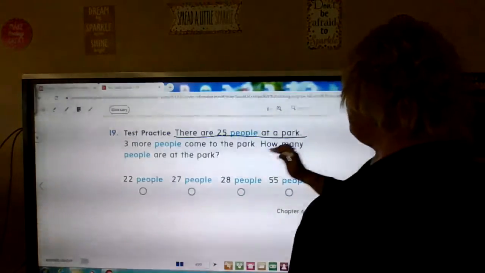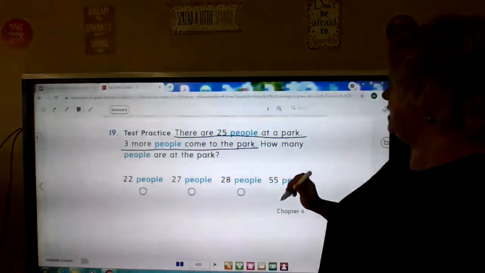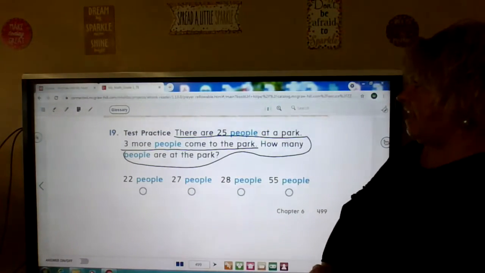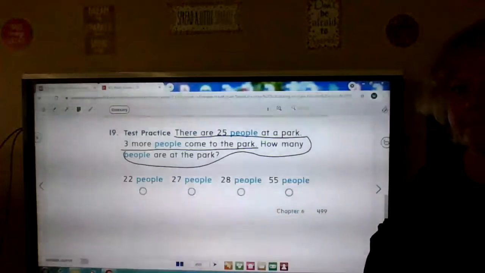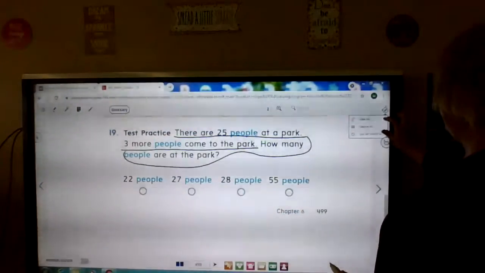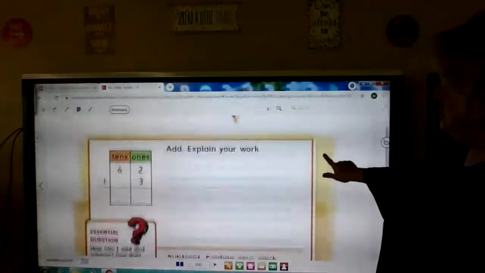There are 25 people at a park. Three more people come to the park. How many people are at the park? 25 plus 3. Okay, next page.